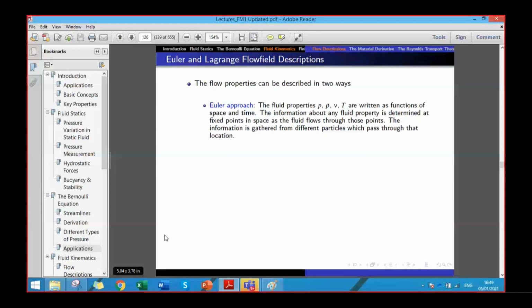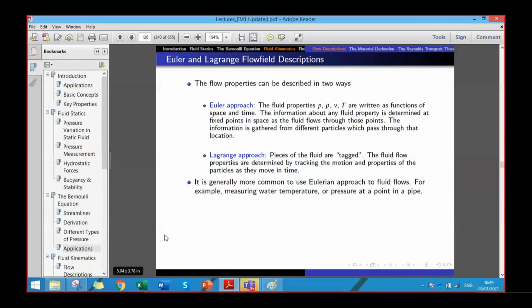Yes, sir. So it is generally more common to use the Eulerian approach for fluid flows. For example, measuring water temperature or pressure at a point in a pipe. So your question, that is cleared. So Euler approach is more preferred because of its simple nature and more realistic approach. Lagrangian methods are sometimes used in experiments to trace the paths to determine water currents like this.